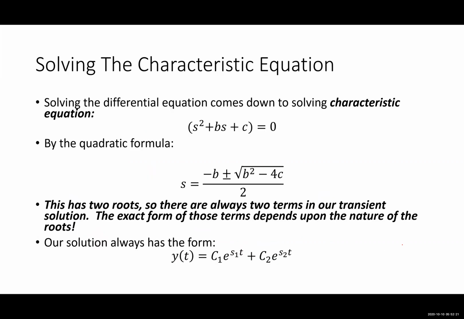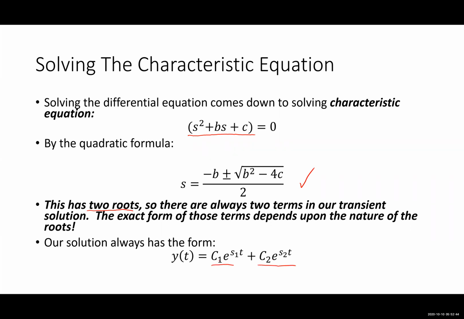Now, we talked about this last time. All right, this thing is called the characteristic equation. You can solve it with the quadratic formula. You should be able to figure out where this formula came from. All right, this will always have two roots. So there are always two terms in the transient response, okay? Always two exponentials.